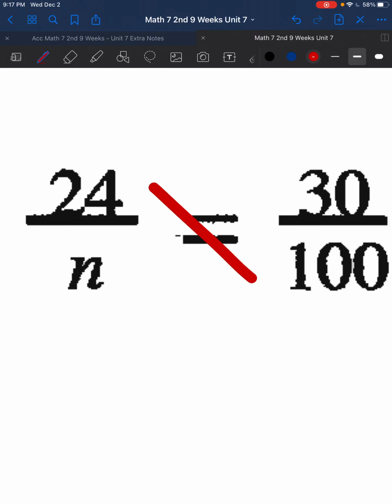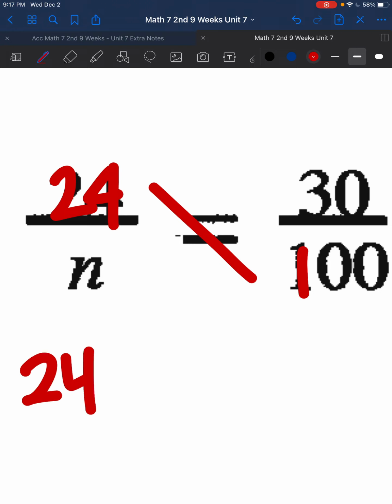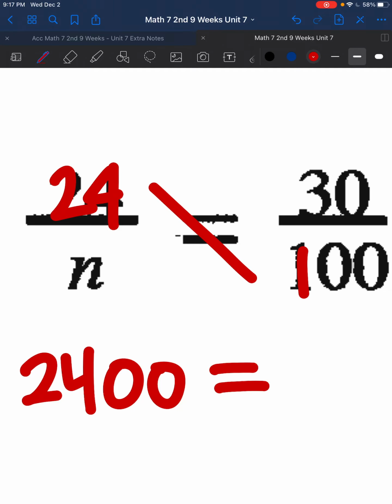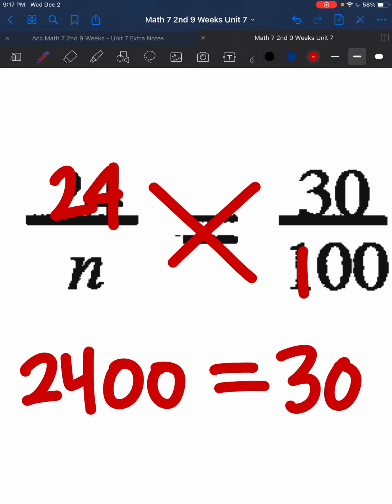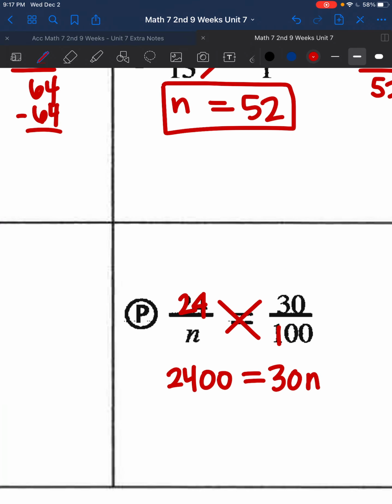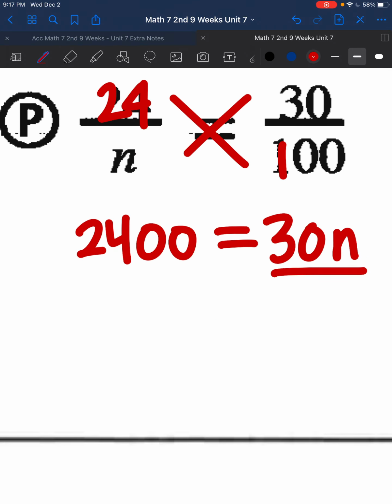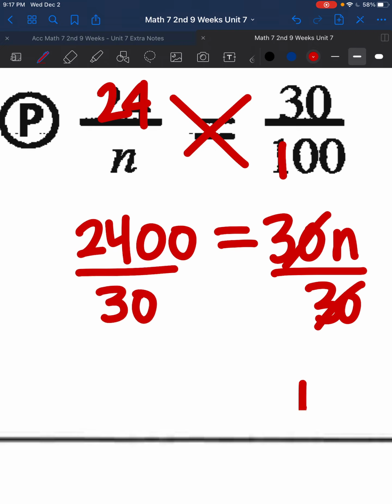Okay. So last letter P. So I've got 24 over n equals 30 over 100. So 24 times 100. Well, I know that 24 times 1 is 24, but I'm going to add those 2 zeros to it to make 2,400. And I'm going to set that equal to 30n. Now to get that n by itself, I need to divide by 30 on both sides of my equal sign. My 30s cancel out and n is by itself.